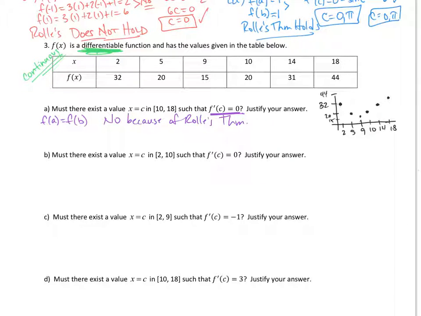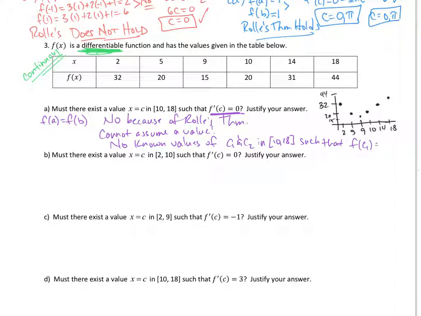So no because of Rolle's theorem, and we cannot assume a value. So no known values of, we'll say c1 and c2, in the interval from 10 to 18, such that f of c1 equals f of c2. So I can't assume that, and we're not going to assume that because it could happen, but we don't know if it's going to or not. So the answer is no. Okay, moving on to part B.